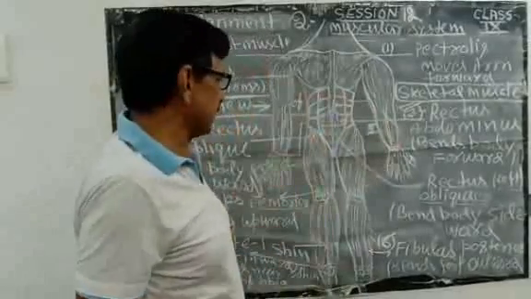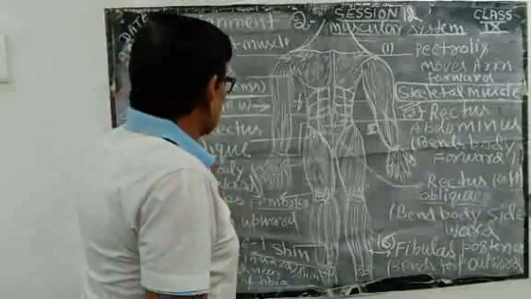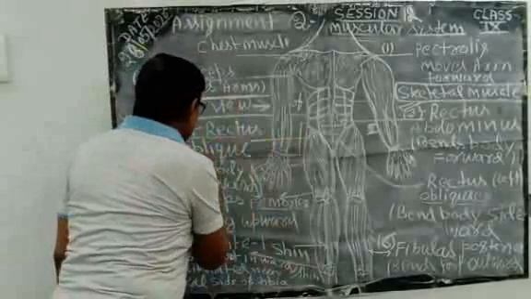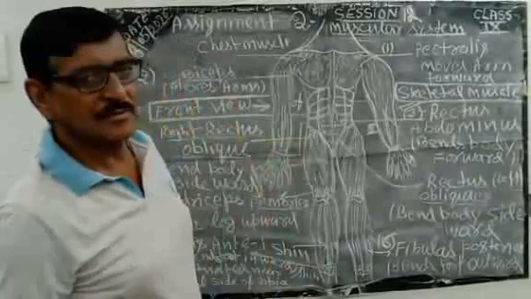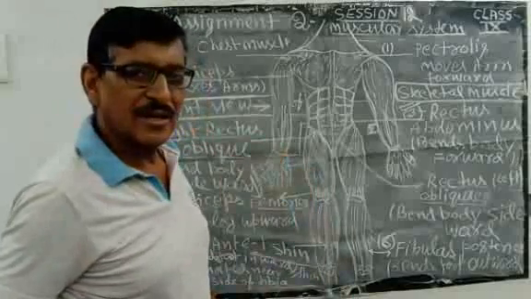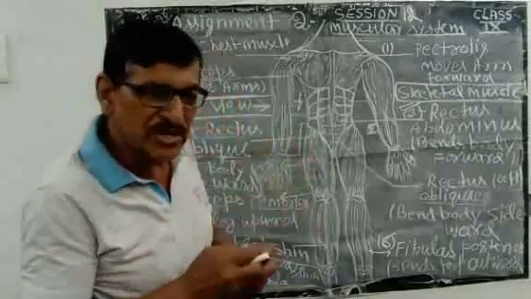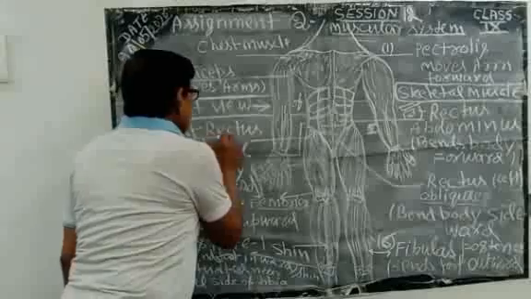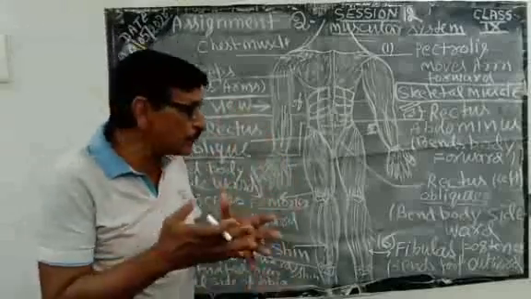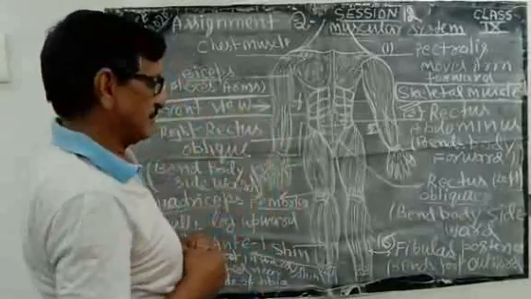In the same way, on the other side, that will be the right rectus oblique. It is situated near the upper thigh, and that muscle is known as the right rectus oblique. It helps to bend the body to the right side.